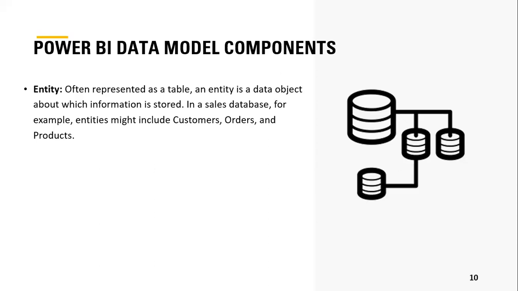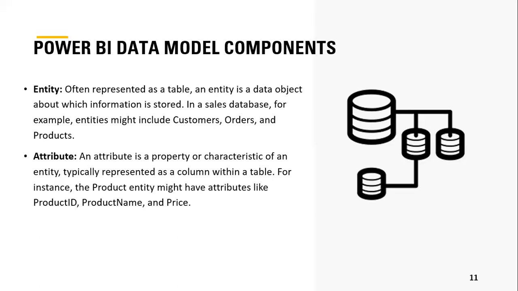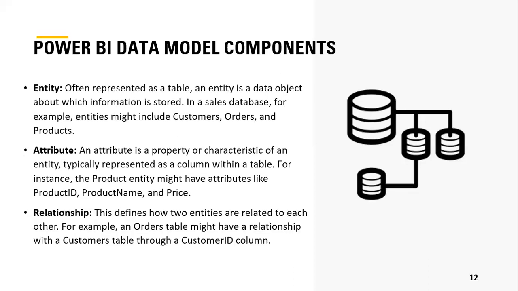We have four components in Power BI. Talk about the entity. This is basically referring to the tables, right? So, for example, entities might include customers, orders, and products. That is when you are dealing with sales data sets. So your attribute is referring to, for example, the columns you have in each table. An example I left here is the product table: that product table is your entity. Then the attributes in that product table are the product ID, the product name, and the price.